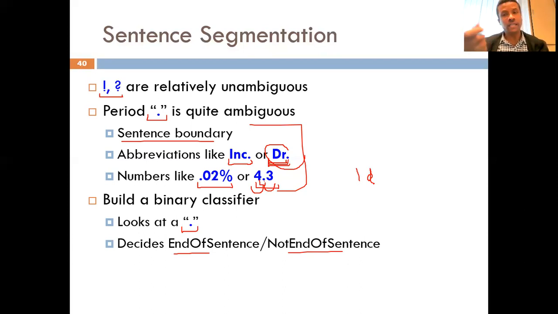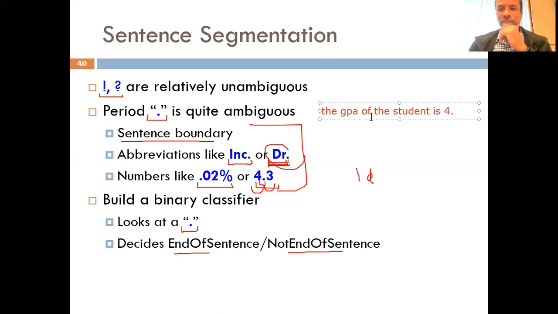If it is a digit then it might be the end of the sentence, by the way it's quite difficult. What if you find a sentence like this: the GPA of the student is 4. If I stop like this, is it the end of a sentence or is it part of the number?